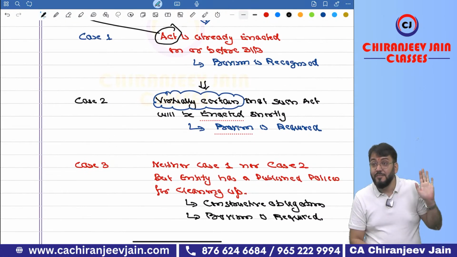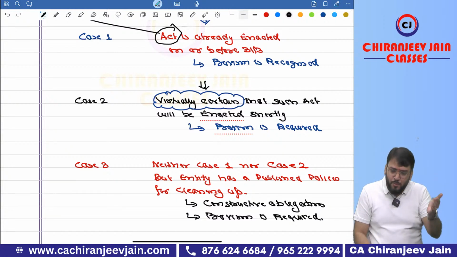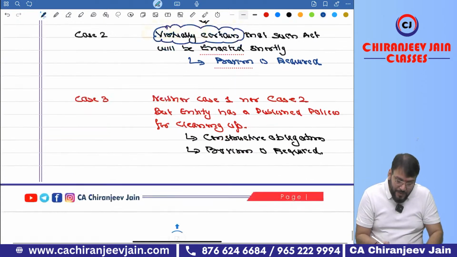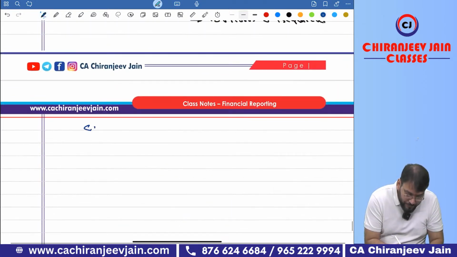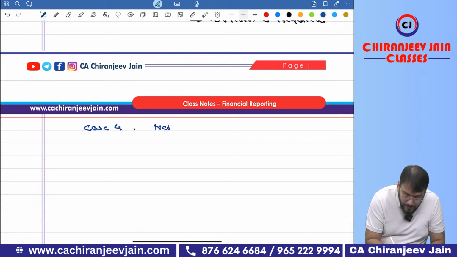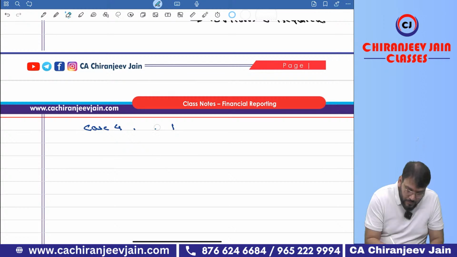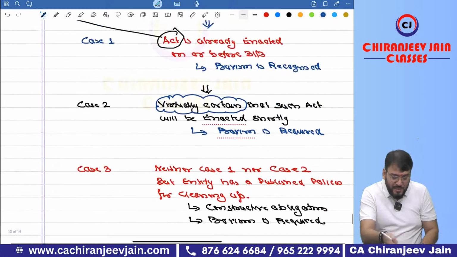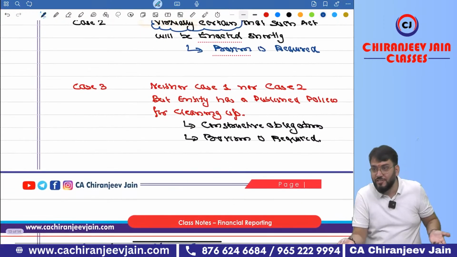You can understand the level of CA final. This is the level of CA final. Similar type of question, but at CA final level. Correct? Last point. If I say case number 4, in either other cases, better. Other case, so no provision required. Other case means case number 1, case number 2, case number 3 does not exist.